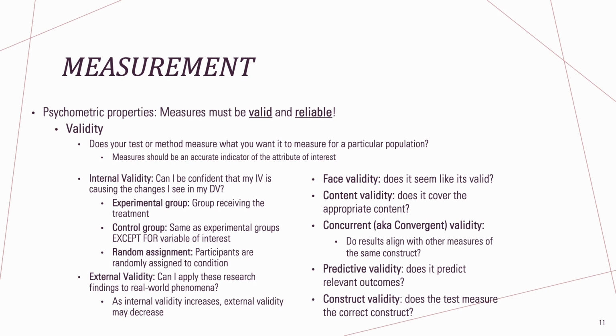So does it seem like it's valid? We talk about content validity. So does it cover the appropriate content? We talk about concurrent or convergent validity. And so that's asking, do the results align with other measures of the same construct?